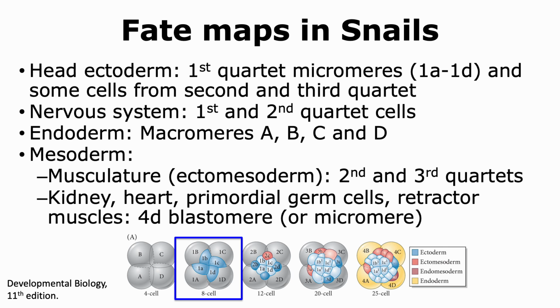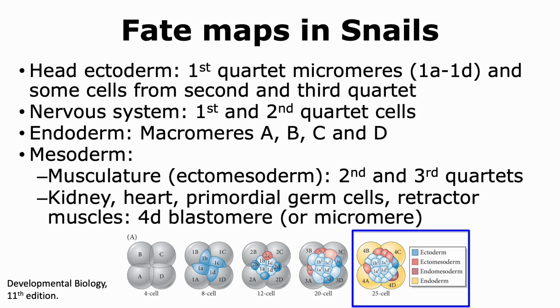On the other hand, when we look at other parts, we know that the first and the second quartet cells develop into the nervous system. And the macromeres A, B, C, and D can become the endoderm. When it comes to the mesoderm, you can have the second and third quartets forming the musculature, whereas organs that arise from the mesoderm, like the kidney, heart, primordial germ cells, or retractor muscles, are formed from the 4D blastomere, which can also be called a micromere. All of this is shown in the figure in the blue box, where we can see which cells provide which germ layers in the embryo.